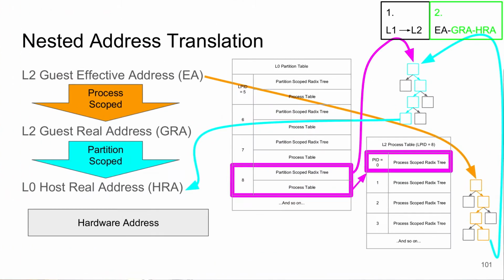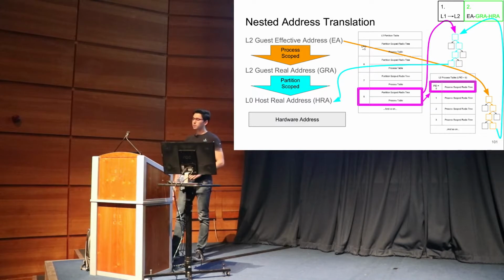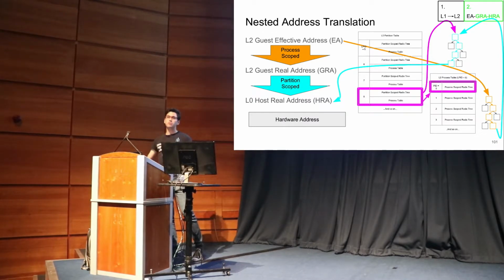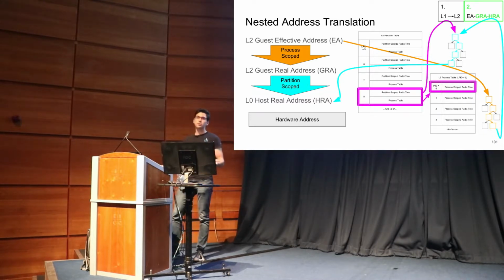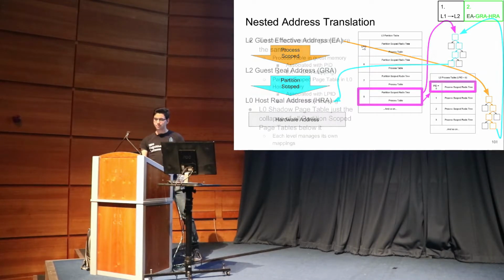So what actually does hardware end up doing when we're translating a nested guest address? As always, we start off with this effective address. And as always, we go and look in our partition table, we find our process table, and we find our process scoped radix tree. We do our first level of translation, process scope translation, and then we go back, find our partition scoped radix tree, and do our second level of translation, partition scoped, and then we have our hardware address, which we can use to just go and fetch that memory.